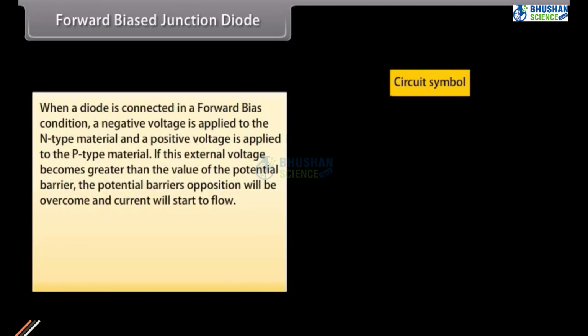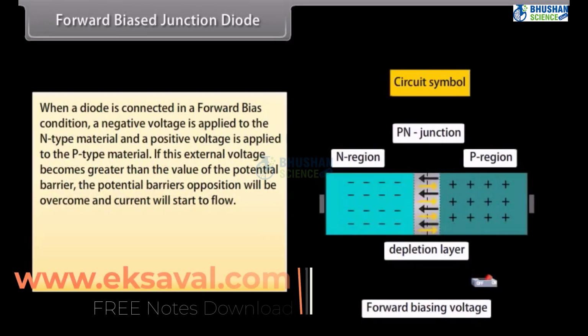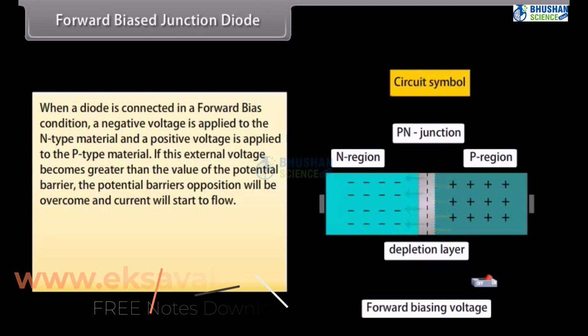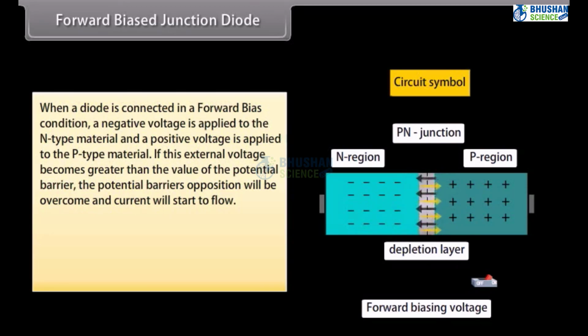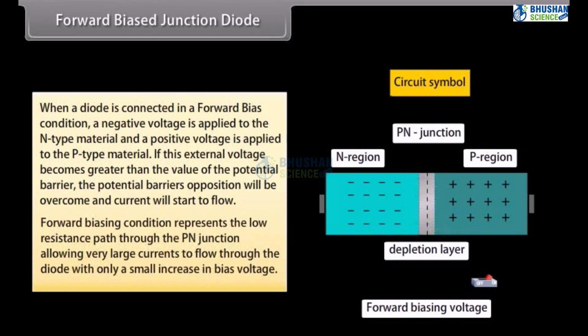Forward biased junction diode. When a diode is connected in a forward bias condition, a negative voltage is applied to the N-type material and a positive voltage is applied to the P-type material. If this external voltage becomes greater than the value of the potential barrier, the potential barrier's opposition will be overcome and current will start to flow. Forward biasing condition represents the low resistance path through the PN junction, allowing very large currents to flow through the diode with only a small increase in bias voltage.